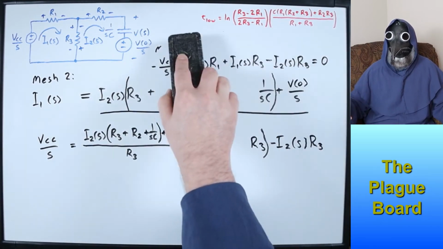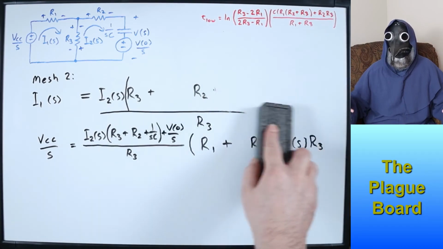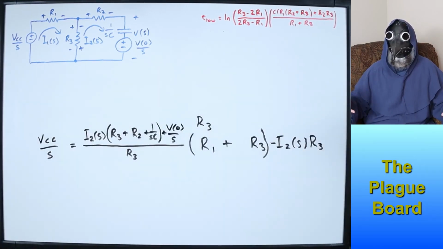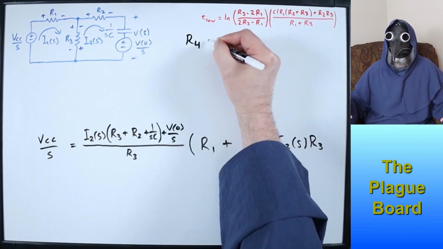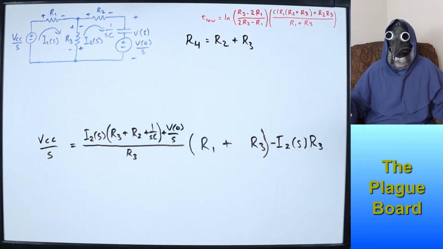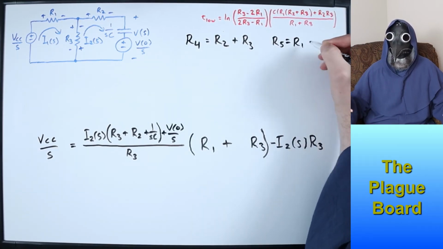Now, since this is looking pretty hairy, I'll go ahead and create two more reference designators, R4 and R5, where R4 is R2 plus R3 and R5 is R1 plus R3.